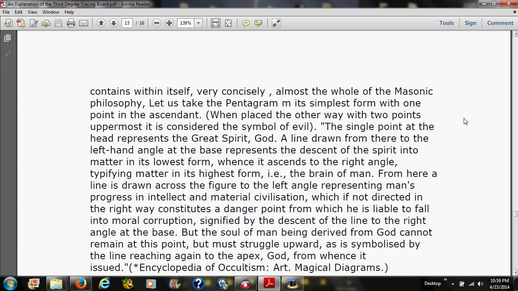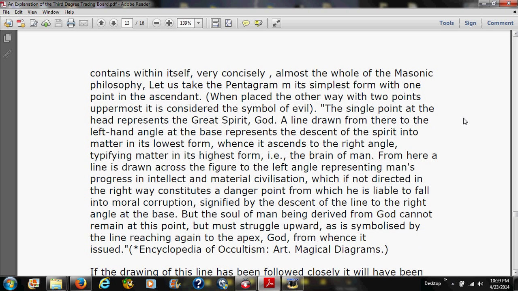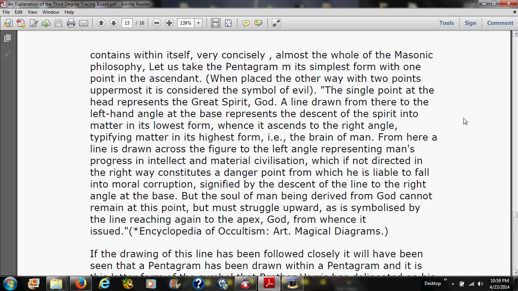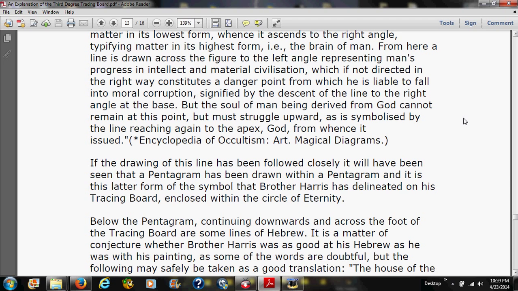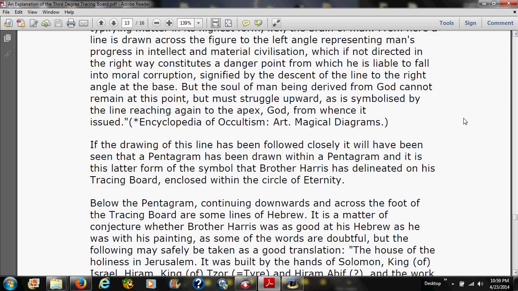But the soul of a man, being derived from God, cannot remain at this point, but must struggle upward, as it is symbolized by the line reaching again to the apex of God, from whence it issued. If the drawing of this line has been followed closely, it will have been seen that a pentagram has been drawn within a pentagram, and it is this latter form of the symbol that Brother Harris has delineated on his tracing board, enclosed within the circle of eternity.